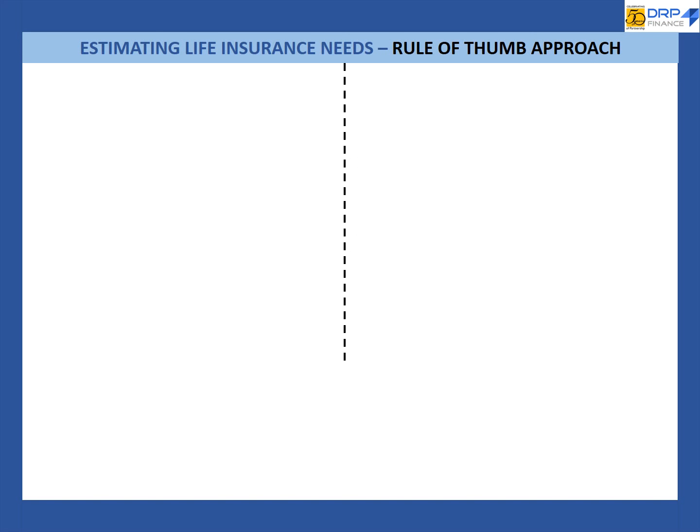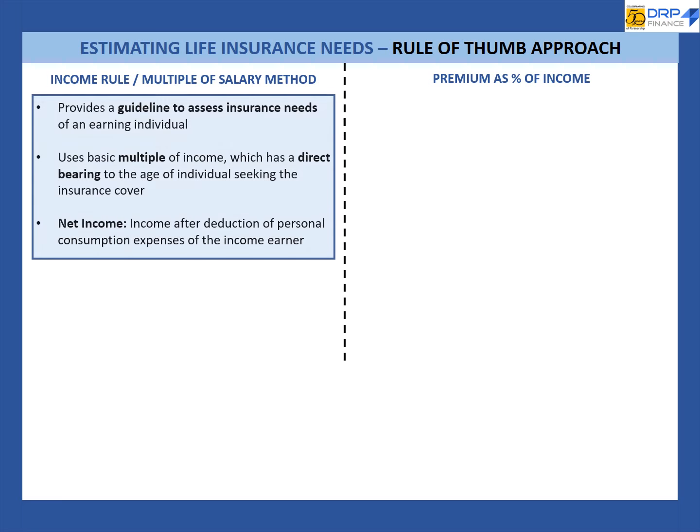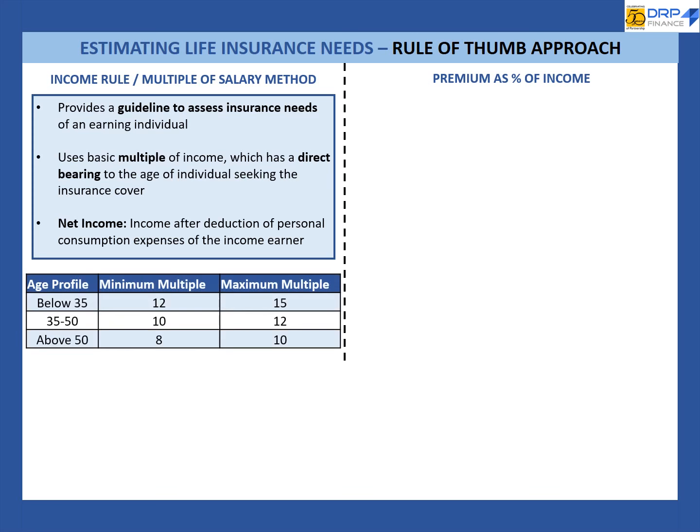Rule of thumb approach. We have two alternative options: income rule or multiple of salary method. Second is premium as a percentage of income. In income rule, net income multiple is used to determine insurance needs. Net income implies income after deduction of personal consumption expenses of income earner. Multiple varies depending on age of a person. For below 35 years, multiple is in the range of 12 to 15. 35 to 50 years, 10 to 12. And for above 50, it is 8 to 10.